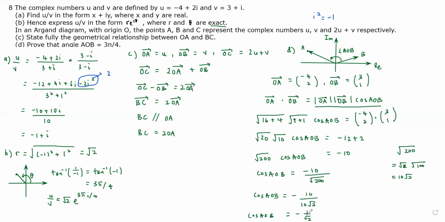Since cosine of AOB is negative, we know that AOB is an obtuse angle. Then the reference angle is given by inverse cosine of 1 over root 2, which is pi over 4. Angle AOB now is pi minus pi over 4, which is 3 pi over 4.